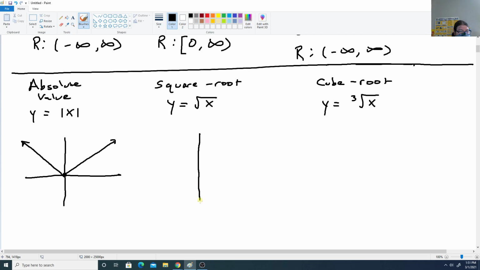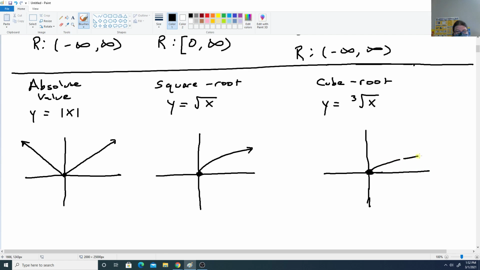For the square root function, we start here at the origin and we trail off to the right. And for the cube root function, we trail off to the right and we trail off to the left as well. The domain of the absolute value function is all real numbers. The range of this one, it exists for 0 and positive y's.